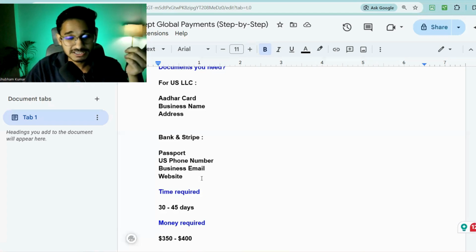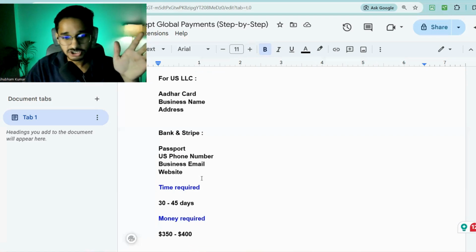And you need to have a business email, not a normal email. A website is also mandatory, because that is something which is going to determine whether you're going to get approved properly or not. If you do not have a website, they will ask a bunch of questions which is not suitable. So get yourself a decent website for your agency or any other business that you do, so that everything goes properly. Okay, so you need a passport, US phone number, business email, and a website to get your bank and Stripe set up.